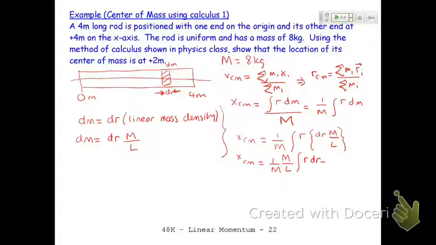This is going to be equal to, well, my masses cancel. So this is 1 over L times, increase the power by 1, put it under the denominator, r squared over 2. And I need to do my limits. Well, I'm measuring from this end, and the first slice is at 0. And I'm going to that end, and the last slice is at L, if you like.